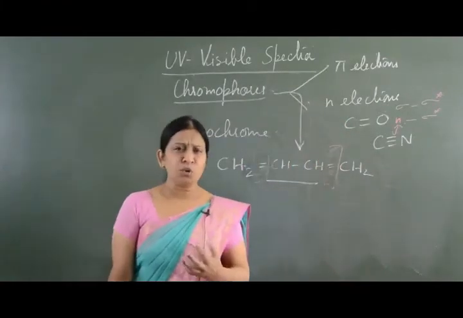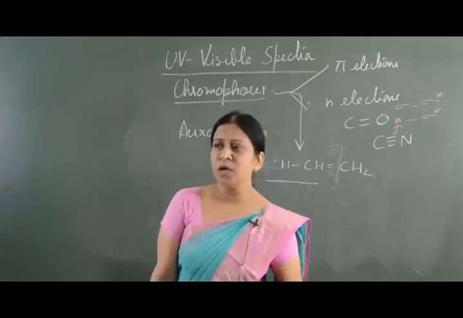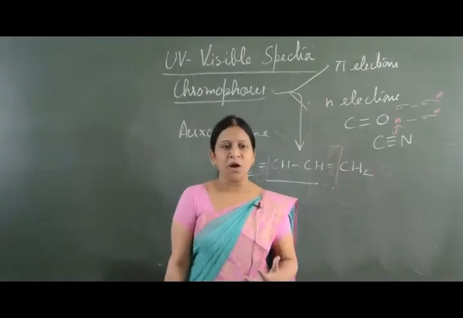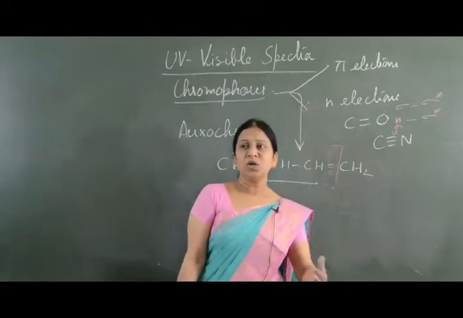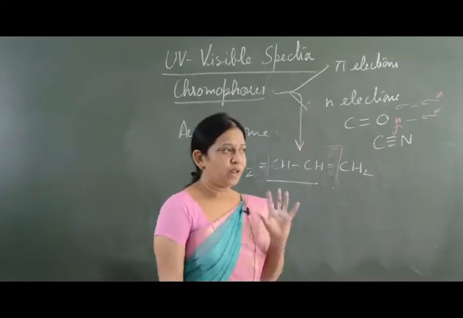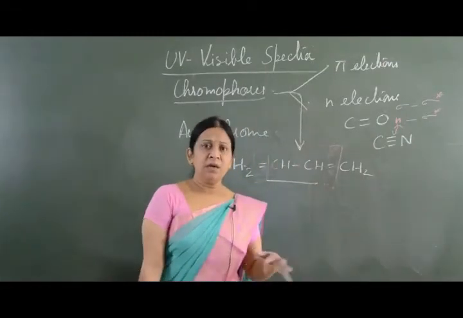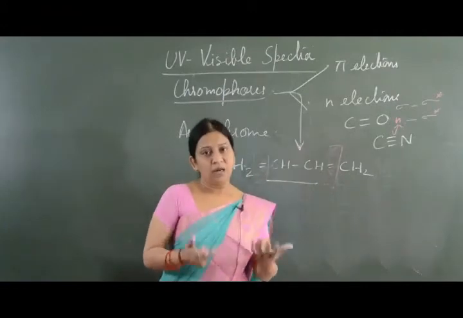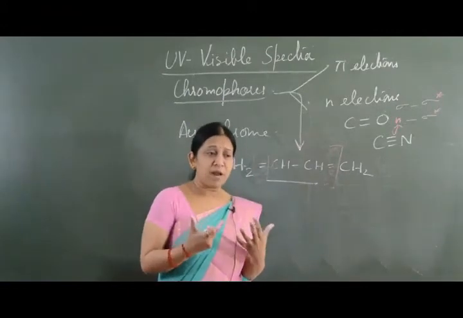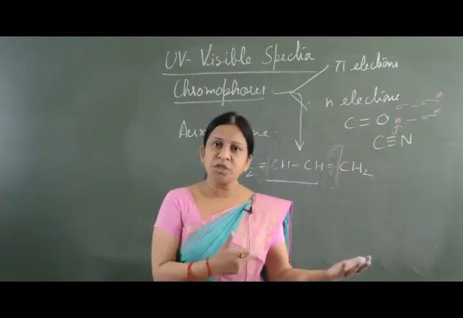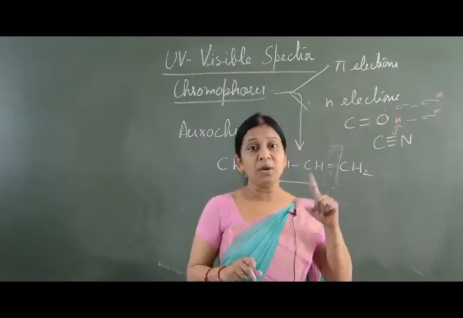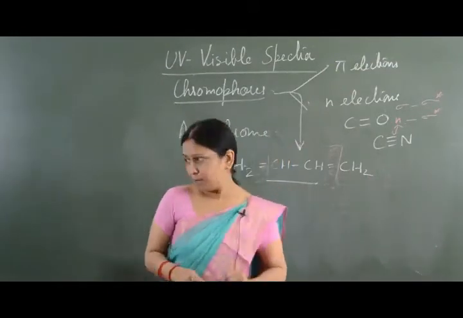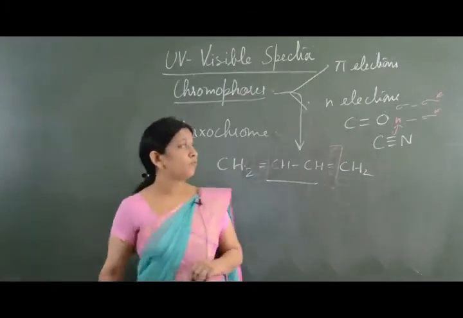So, what is the function of chromophores? It is a covalently bonded compound which is going to impart color to the unsaturated bonds. Wherever unsaturation is there, that bond is going to become colored. So, we can identify where the unsaturation is present in the molecule and how many double bonds are there. That is the function of a chromophore.